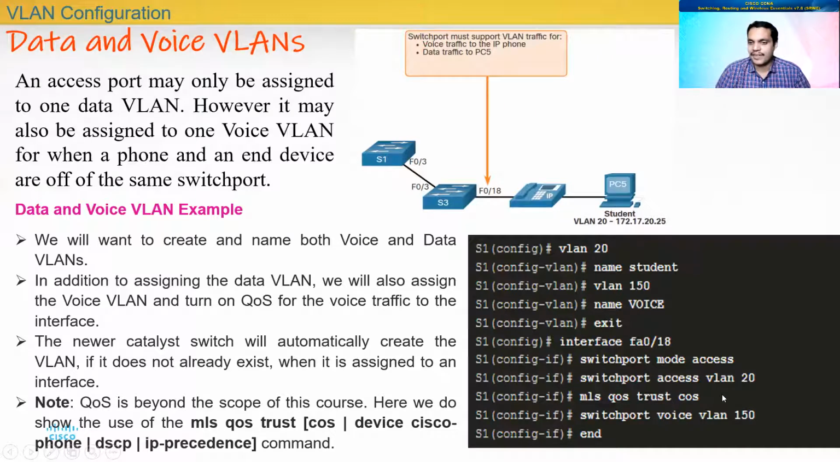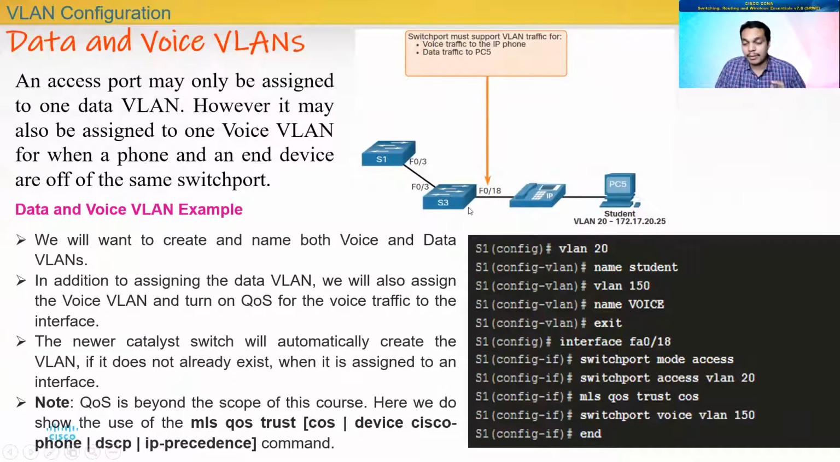And this is for your voice VLAN: mls qos trust cos. This is setting up the quality of service parameters for your voice VLAN. You need not ponder much about it. Then you have to type in switchport voice vlan 150, end. So these are the different sets of commands through which you are assigning both VLAN 20 and VLAN 150, which is the voice VLAN, for a single port F0/18. Okay, so this is what you are actually doing.